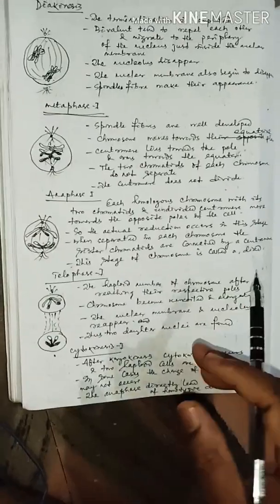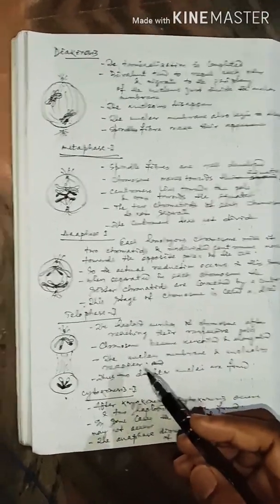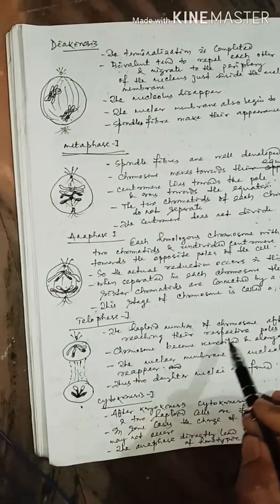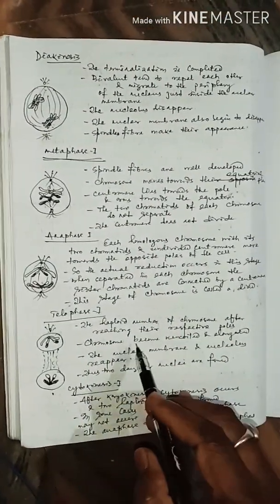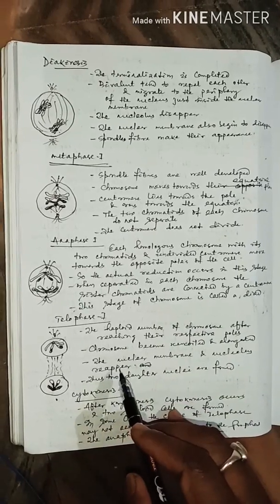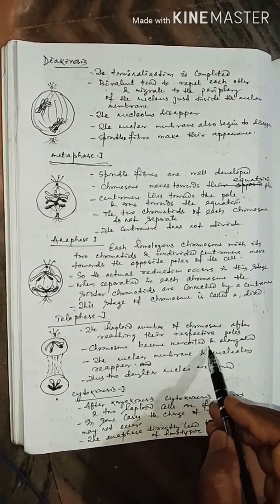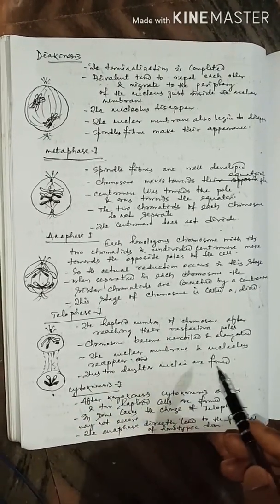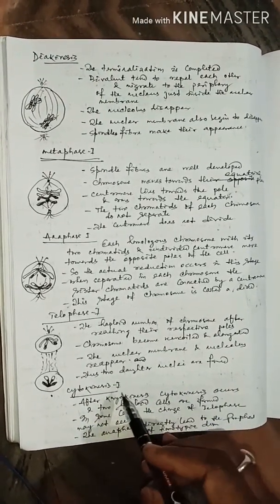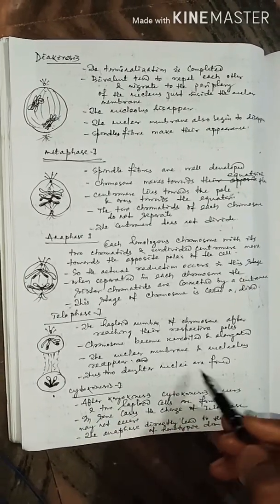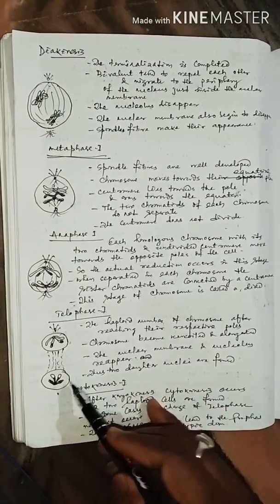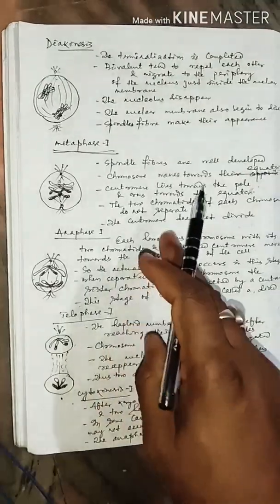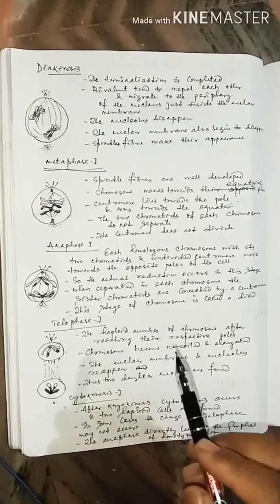Then it is followed by the last phase of meiosis 1, that is telophase 1. After reaching their respective poles, the diploid number of chromosomes become uncoiled and elongated. The nuclear membrane and nucleus reappear. Thus, two daughter nuclei are formed with haploid number of chromosomes. This is all about karyokinesis 1.